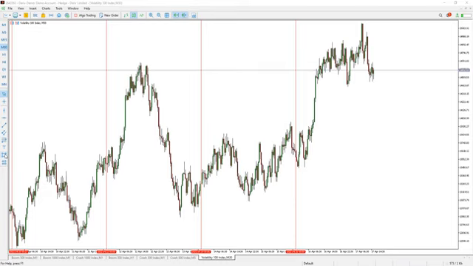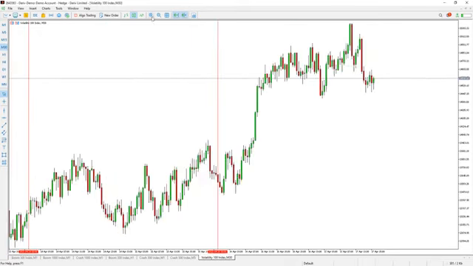Okay, so first of all, as I told you, at the start of the day you have to mark the start of the day. As you are looking here, the red vertical lines show that I just marked the start of the day. What does the start of the day mean? It means that the broker starts his working day from this point. The market starts the next day from this price.